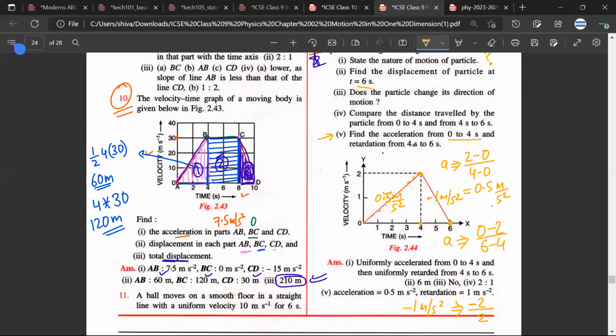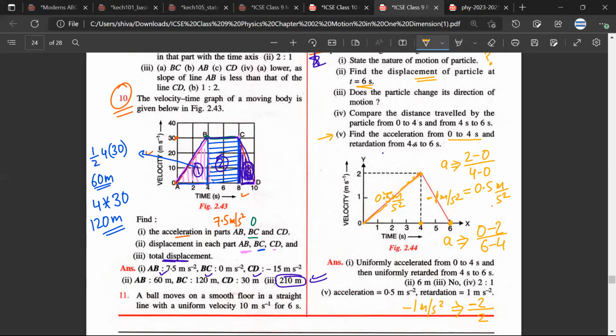We want to find the displacement of the particle at t equal to 6 seconds. So, when we look at the graph of this particle, what we understand is that first there is an acceleration till 4 seconds, and then the particle starts slowing down. Finally, it reaches a velocity of 0 meter per second within 2 seconds. Have you understood the motion? Yes. Is it making sense? Yes, sir.